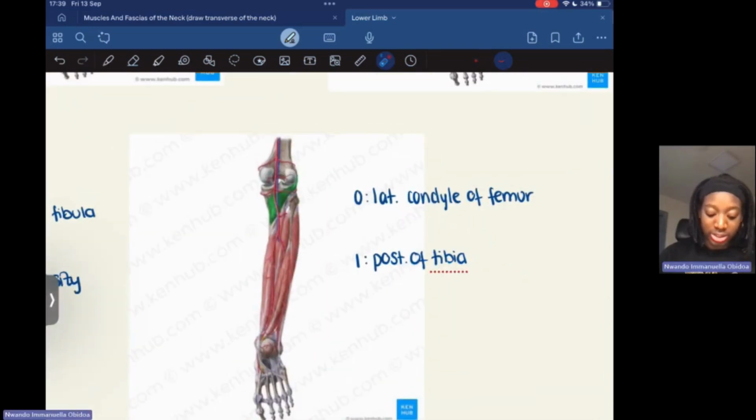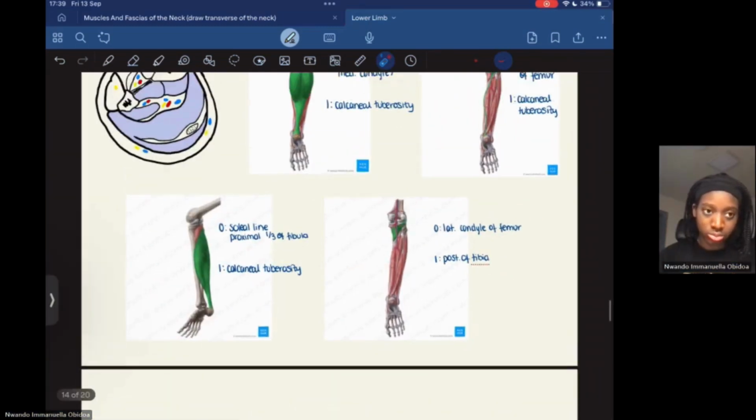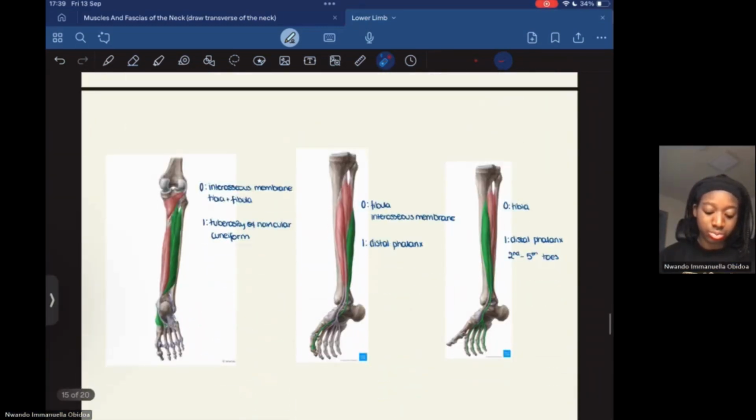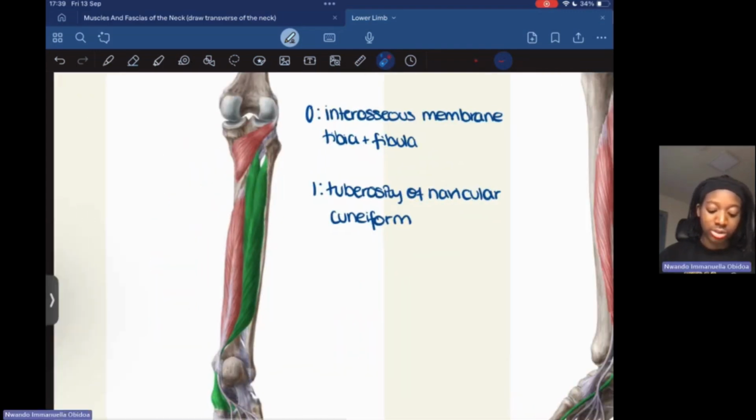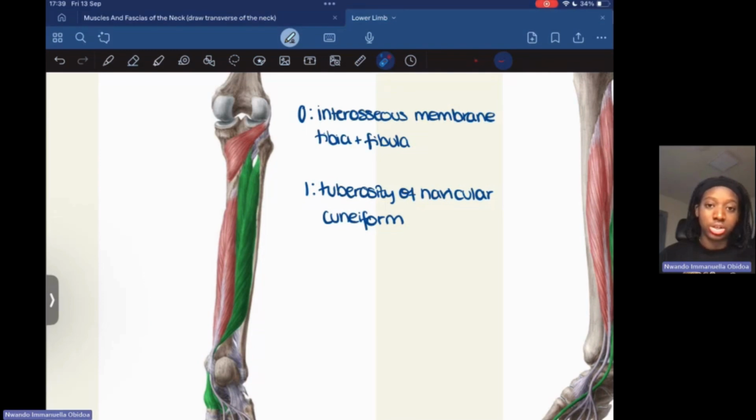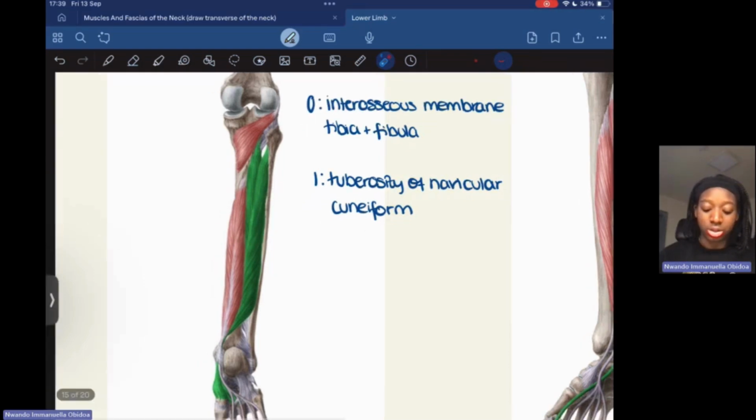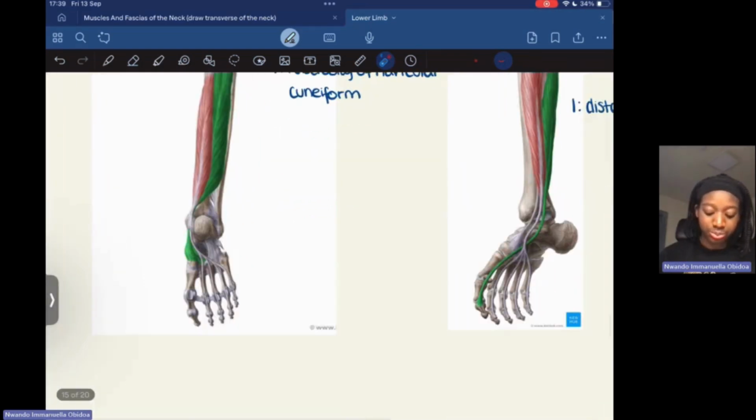Then this is your popliteus. The popliteus comes from the lateral condyle of the femur and inserts on the posterior aspect of the tibia. Here we have the tibialis posterior, which originates from the interosseous membrane plus the tibia and fibula, and inserts on the tuberosity of the navicular and the cuneiform. This will be on the plantar surface of the foot.